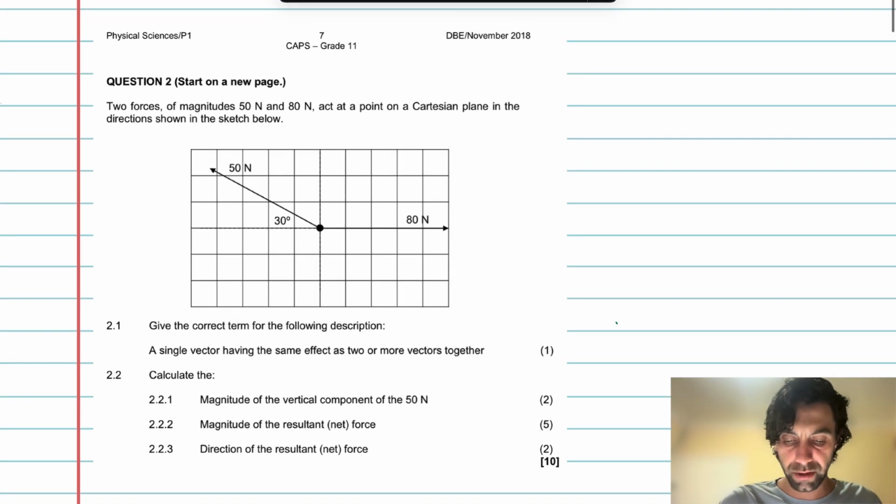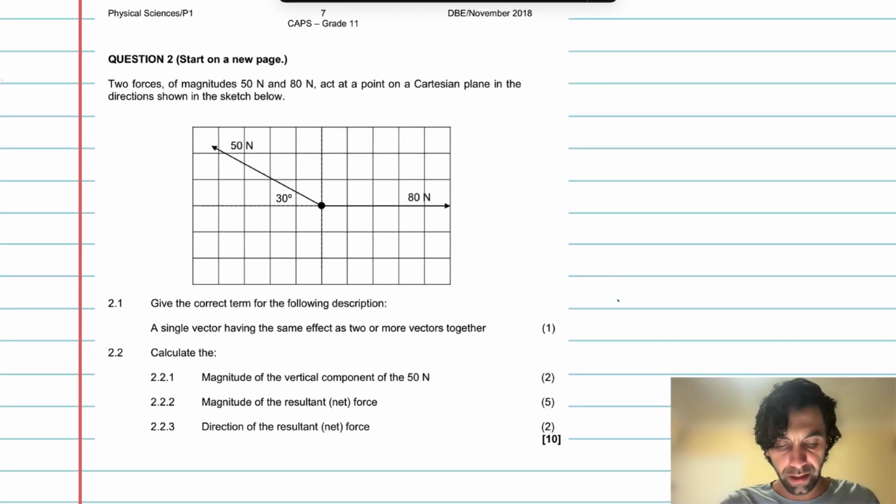So the question says, two forces of magnitude 50 newtons and 80 newtons act at a point on the Cartesian plane in the directions shown in the sketch below. So we can see that we have an 80 Newton force acting to the right. We also have a 50 Newton force acting north of west at 30 degrees.